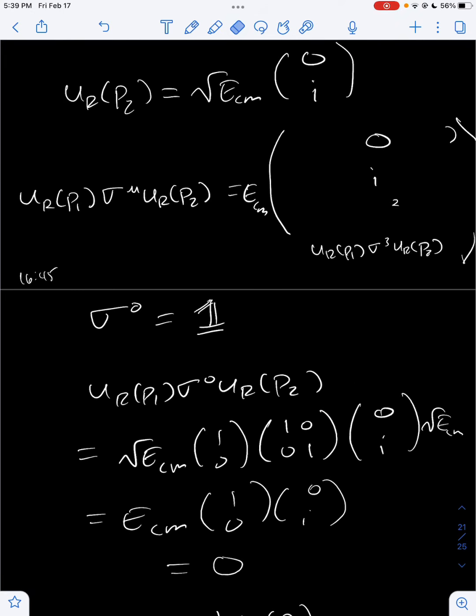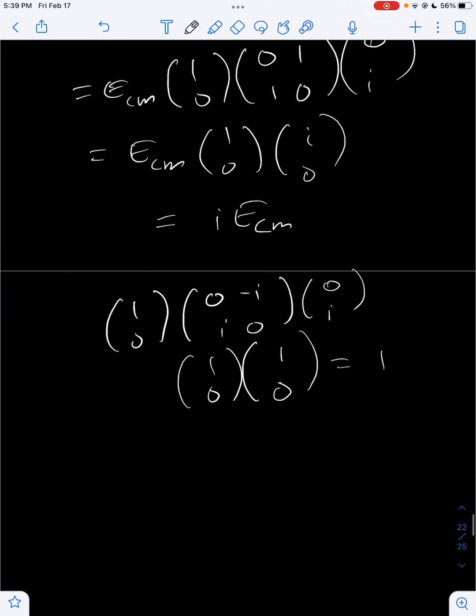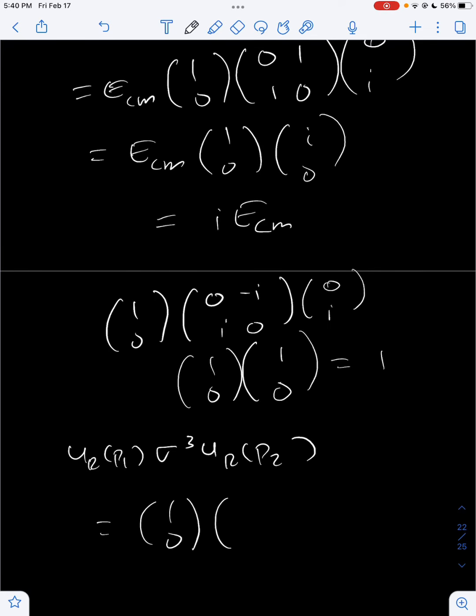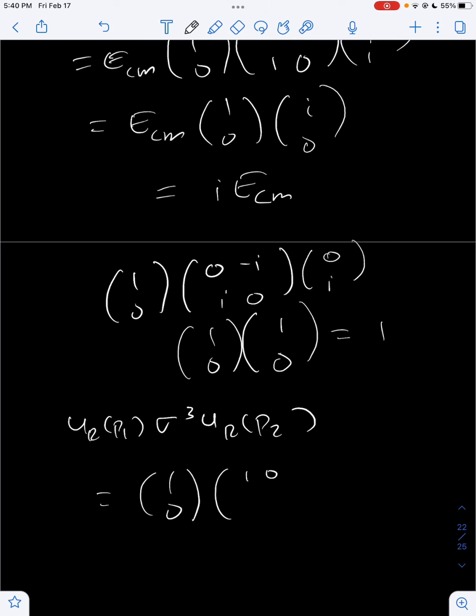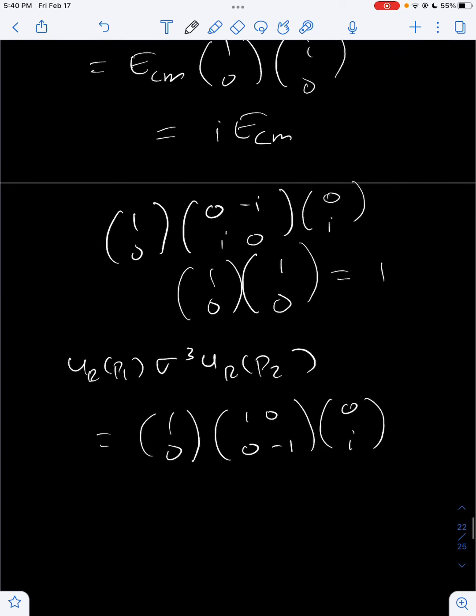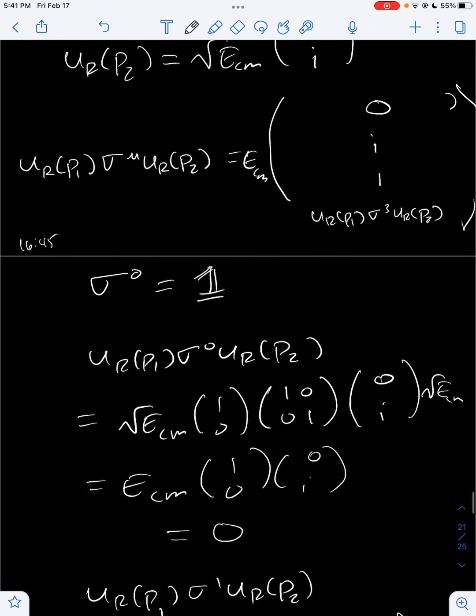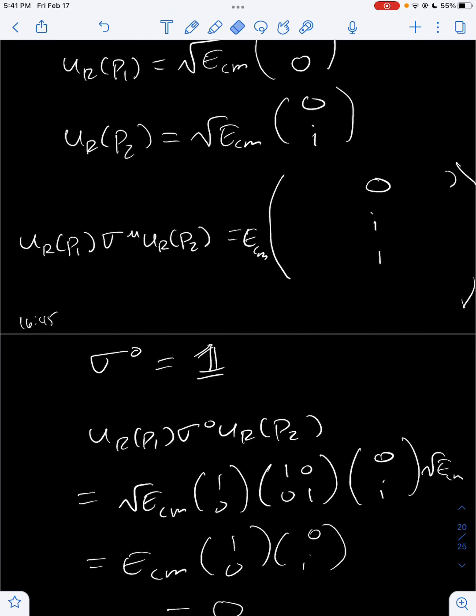And then for the fourth entry, it's going to give us like a crazy, insane number. It's going to be UR P1, then sigma 3, UR P2. So 1, 0. The third matrix is going to be 1, 0, 0, negative 1. And then we're going to have a 0, I here. And this is going to be super hard, guys. This is going to give us 0 over here. And then this is going to give us whatever number, but it does not matter because it's going to give us 0. So this is going to be the very cool number of 0.